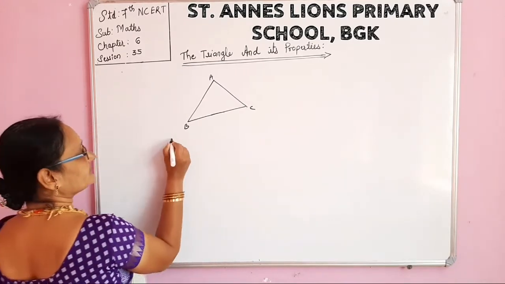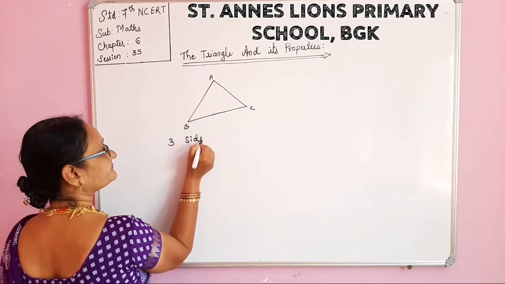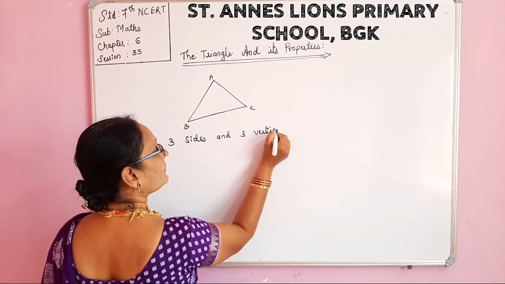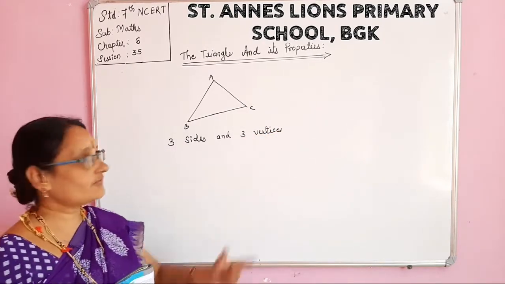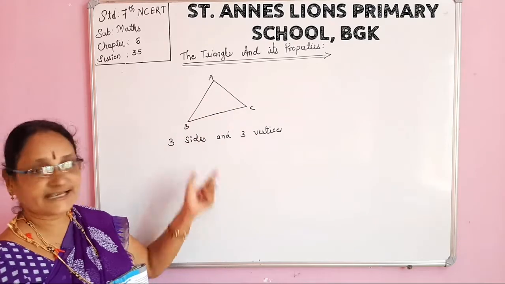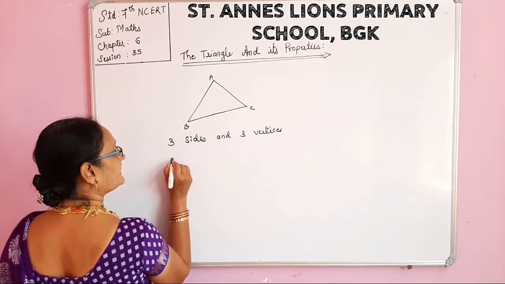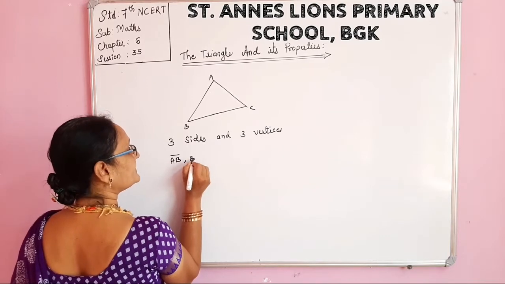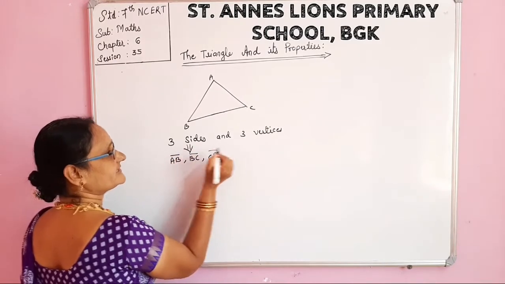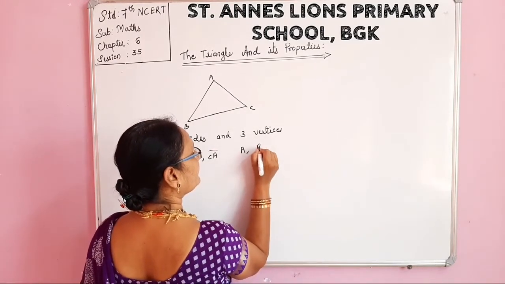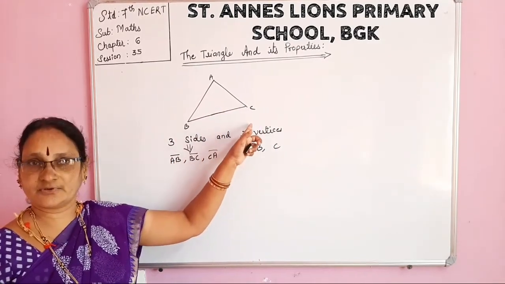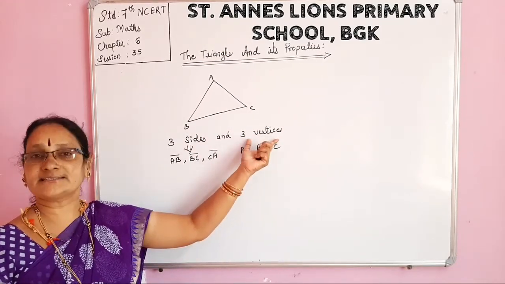A triangle has 3 sides and 3 vertices. Vertices is the plural of vertex. Here see, AB, BC, CA are the 3 sides. Which are the 3 sides? AB, BC, CA are the 3 sides. Then what are the 3 vertices? A, B, C. A is a vertex, B is a vertex, C is a vertex. Okay. A, B, C are vertices.